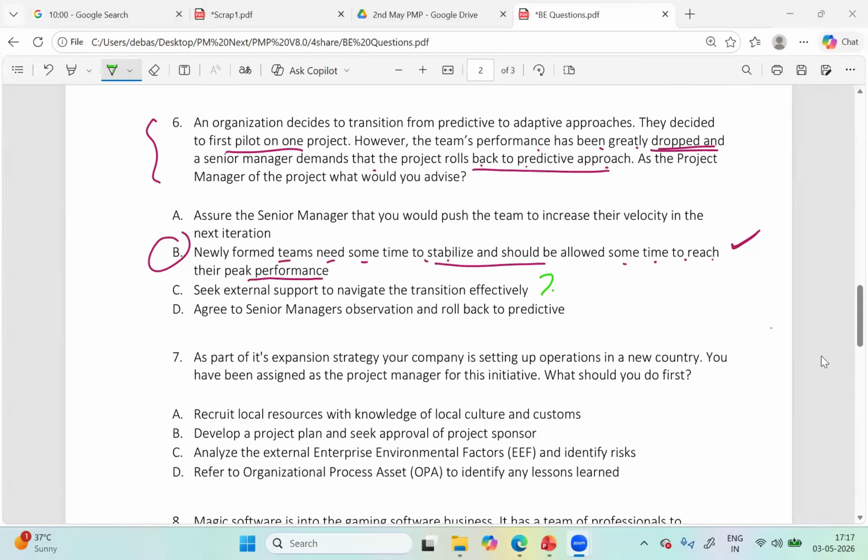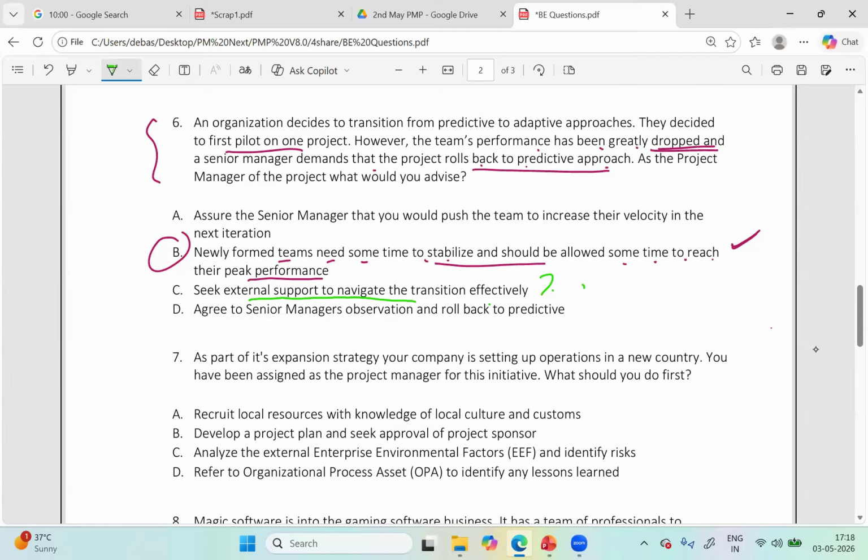You know what? This is what makes the exam difficult. Why not C? Look, I'll tell you why not C. What is C, by the way? Seek external support to navigate the transition effectively. I tell you something, C is so very popular. In fact, any organization, when they adopt Agile, would get a pool of consultants working in their organization for 6 months or even longer, helping their teams to navigate the transition, which is so very common. Agile consulting. We are into that business, we know. So it's a very good idea for adoption. But still, C is not the right answer.